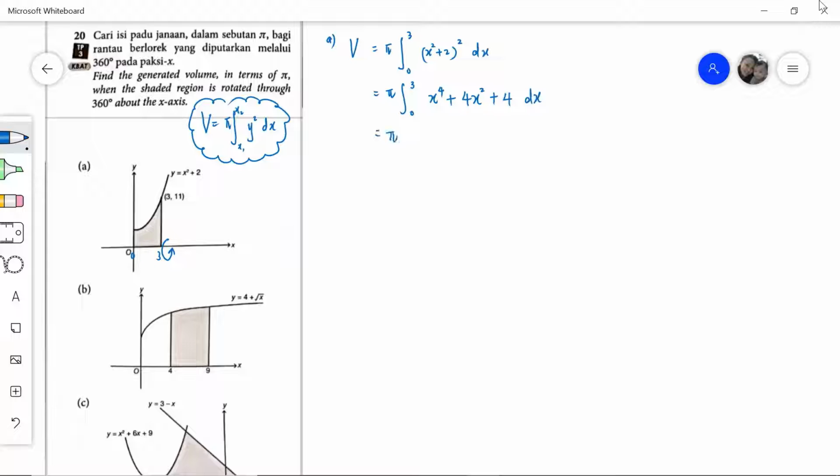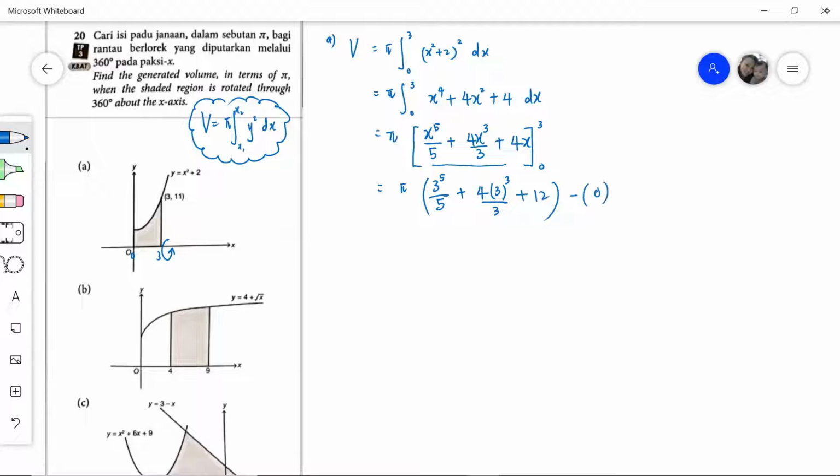And now we integrate this. So x to the power of 5 over 5 plus 4x cubed over 3 plus 4x. And we got to put in the lower boundary and the upper boundary. Now we substitute the upper boundary into the integrated expression. So we have 3 to the power of 5 over 5 plus 4 times 3 to the power of 3 over 3 plus 4 times 3, that is 12. And then minus, when we substitute the 0 into the expression, we got 0.